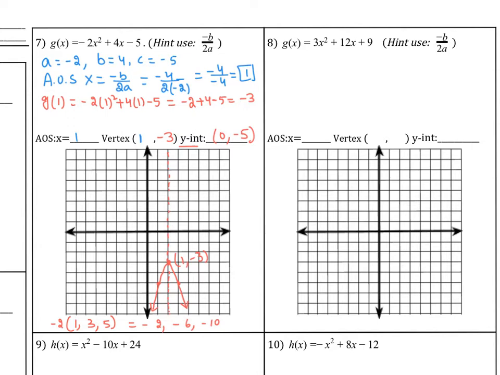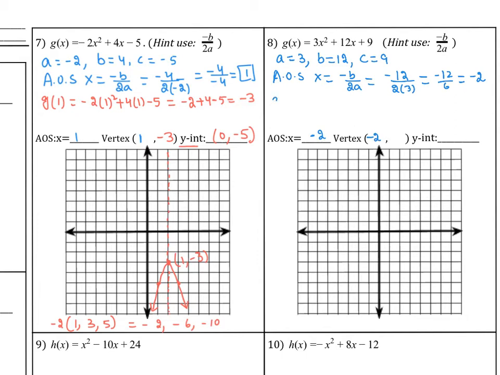Question number 8. So with this one you have a as 3, b as 12, and c as 9. So the axis of symmetry is going to be x equals negative b over 2a. That's going to be negative 12 over 2 times 3. So negative 12 divided by 6 is negative 2. So x is negative 2.